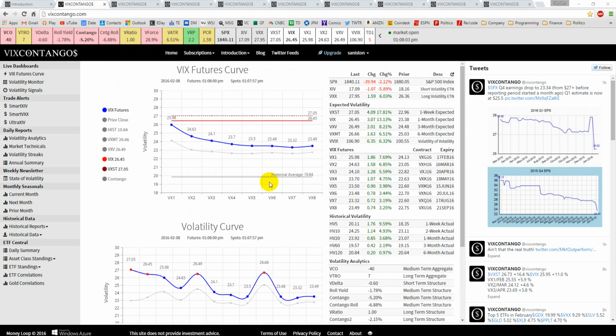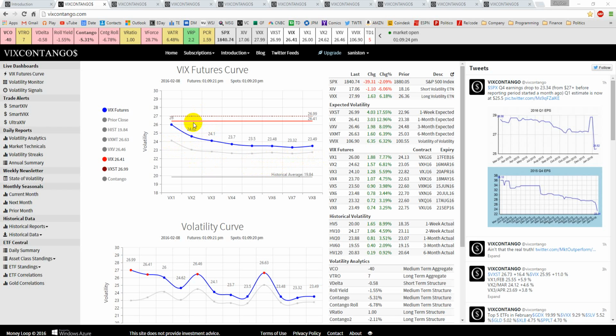The second part in the Vixcontango Plus subscription: there are a few live dashboards that are included. The very first one is the VIX futures curve dashboard that displays a chart of the VIX futures curve. In this chart, you get to see the distribution of all the VIX futures in blue. In gray is the curve as of the prior day close. And then with the horizontal lines, you get to see the spot VIX indices.